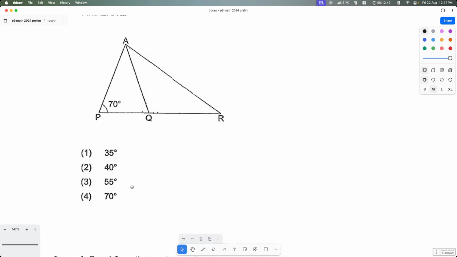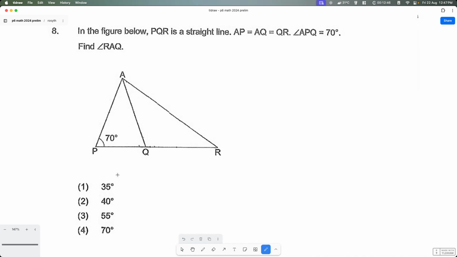Question number 8. Okay, so in the figure below, PQR is a straight line. AP is equal to AQ is equal to QR. Okay, so APQ is 70 degrees. Find RAQ. So RAQ is this one. Okay, so we know that this is 70 degrees. And then the other side, what is RQA?